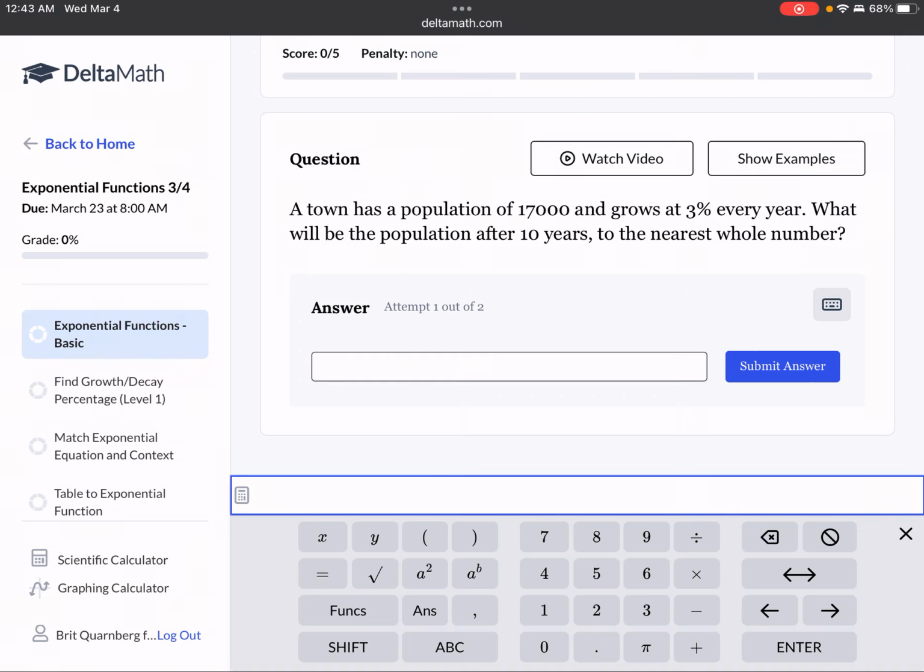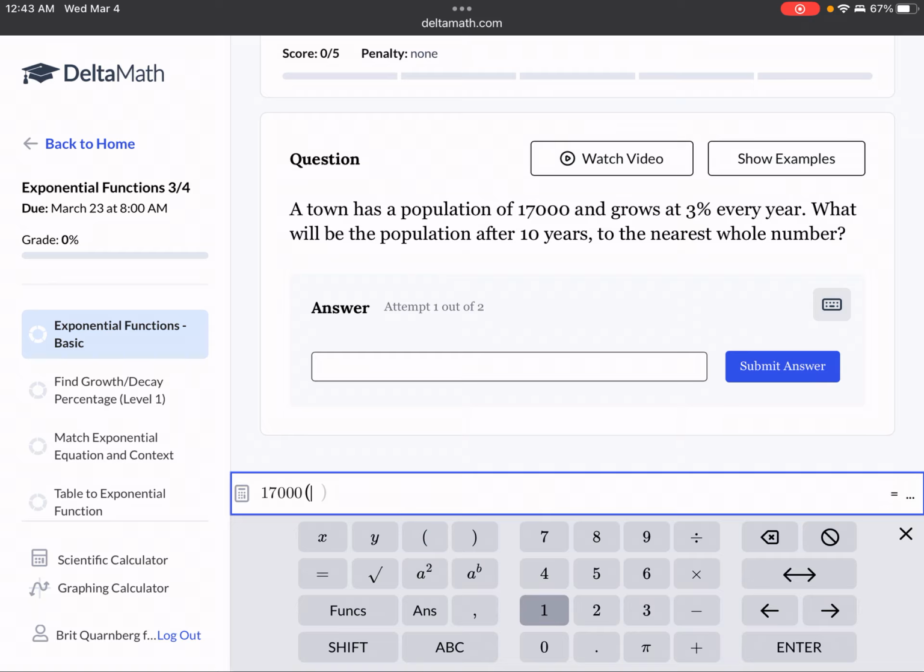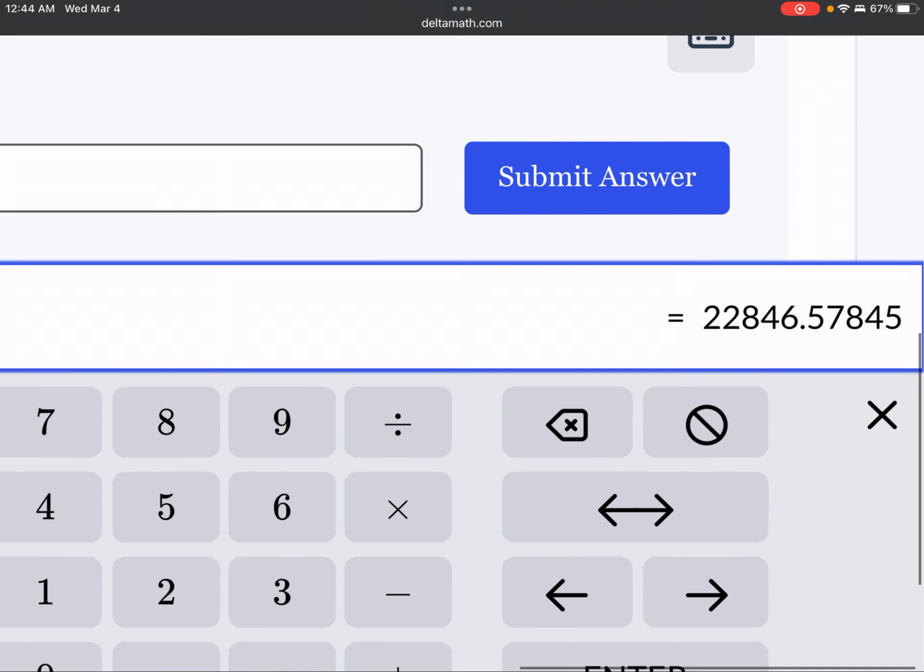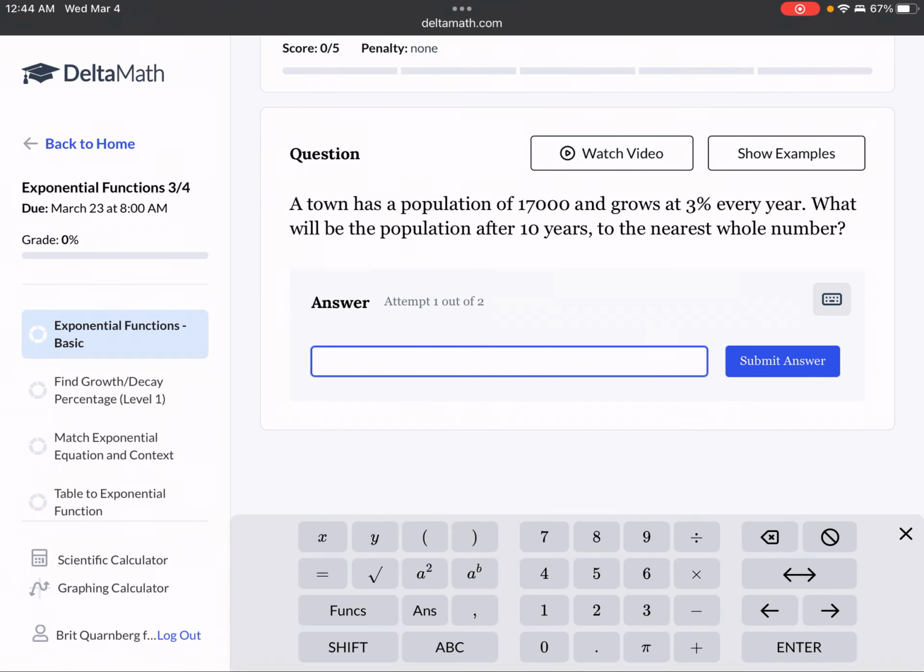Okay, so it was 17,000 times 1.03, close parentheses, to the 10th, and I'm going to have to look at the number. So 228,467, right, because it's whole number. Can you guys see that? Yeah, okay. 228,467 is what I would type in.